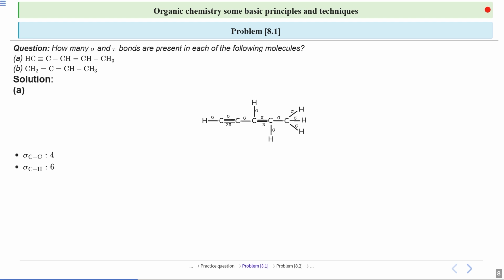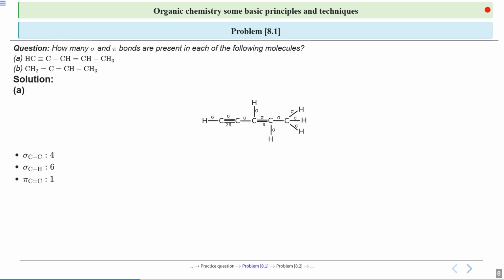What about the CH? It's very easy. The total number of hydrogens will be equal to the total number of CH sigma bonds, because hydrogen always makes a sigma bond. We know it very well. Hydrogen is monovalent and can make a maximum of 1 bond. Therefore the number of hydrogens will be equal to the number of CH sigma bonds, which is 6 in the given chemical formula.